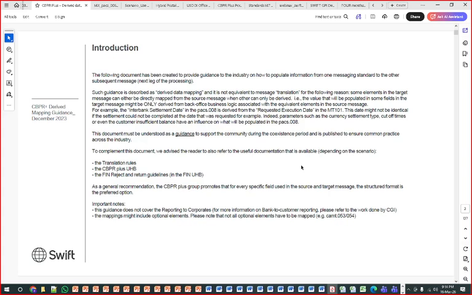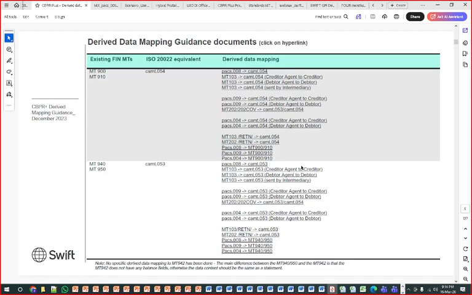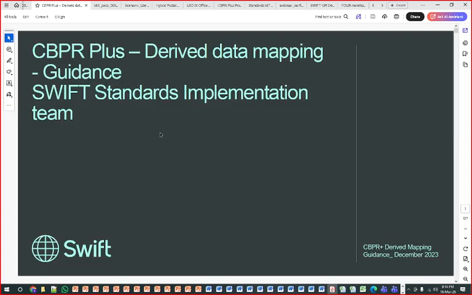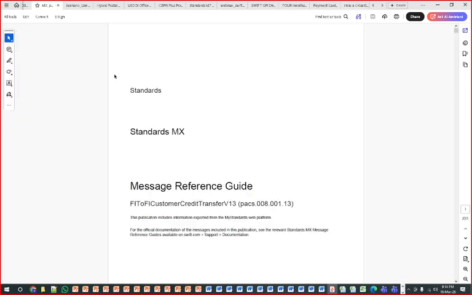So we have to look at the actual mapping as well, and we are going to learn this. For example, if you want to map MT910, it is mapped to camt.054. We have to map it line by line. This documentation will help us understand the Swift guideline documentation to do that.